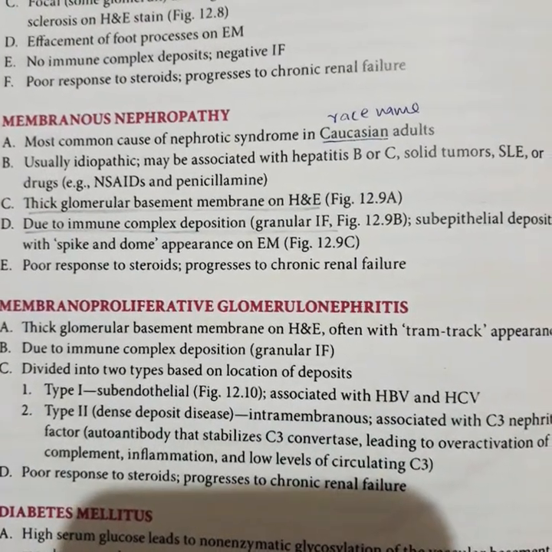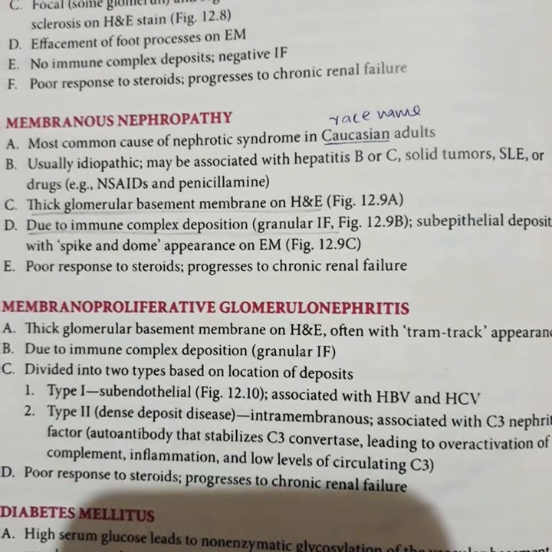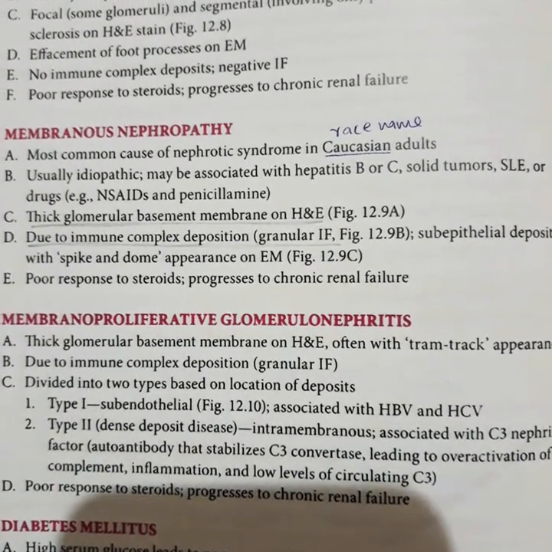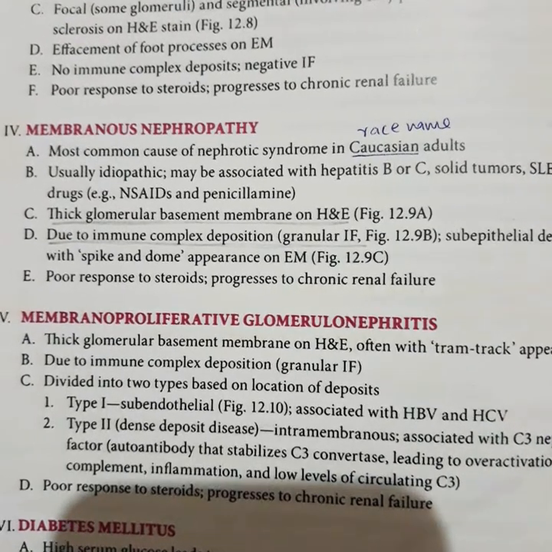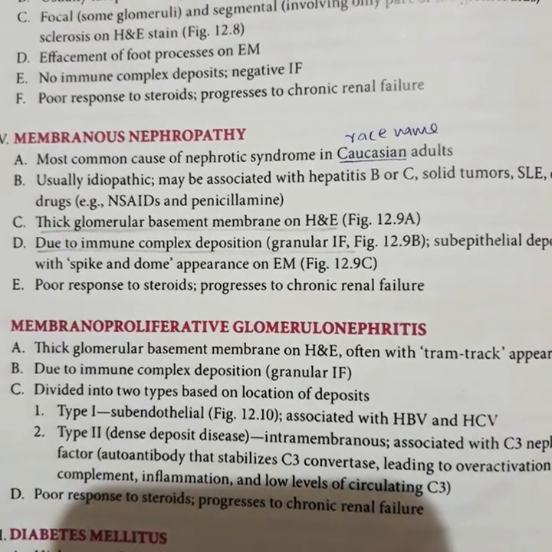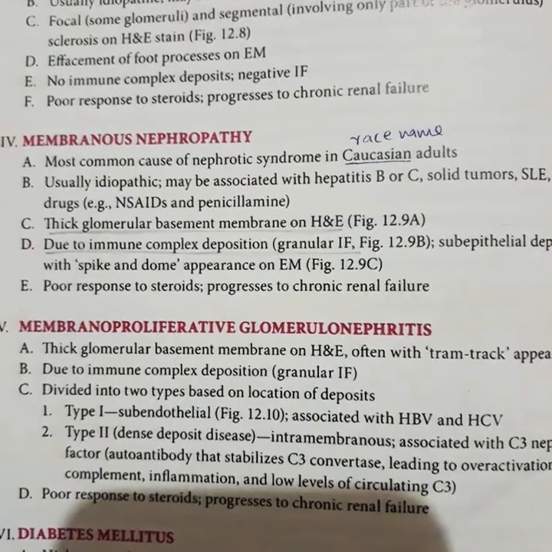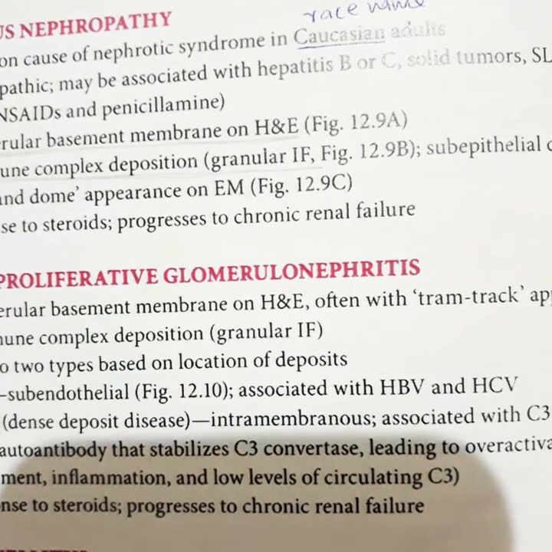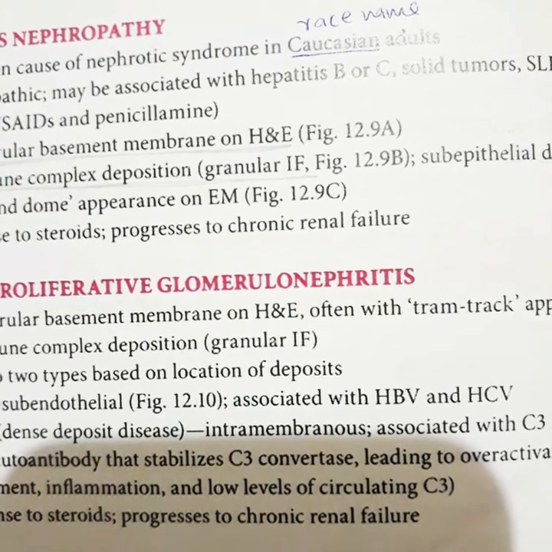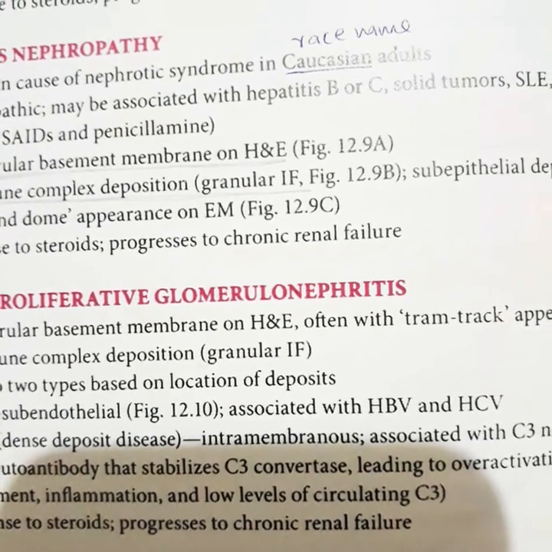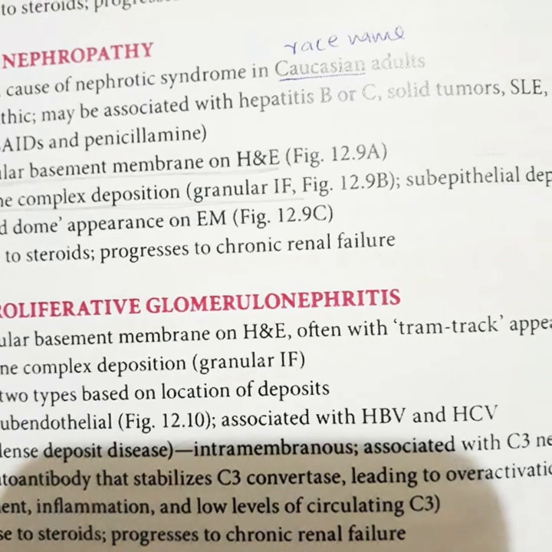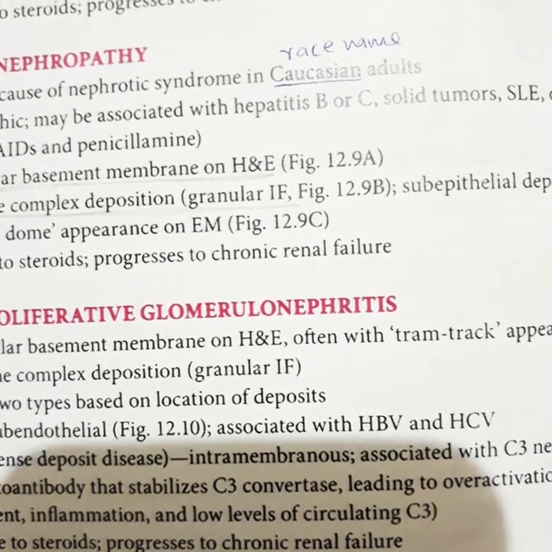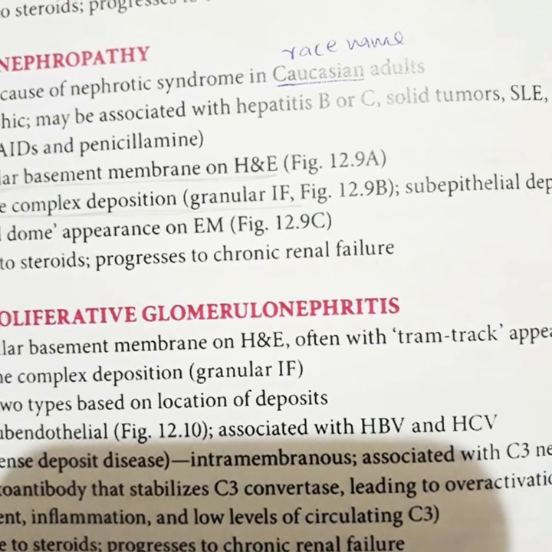Autoantibody that stabilizes C3 convertase, leading to overactivation of complement, inflammation, and low level of circulating C3. Poor response to steroids, may progress to chronic renal failure. When a mesangial cell sees a deposit, it will proliferate cytoplasm and cut the middle of the deposits, and in this way it will produce two pieces of the deposits, and these two pieces will look like a tram track, meaning two lines of a track.